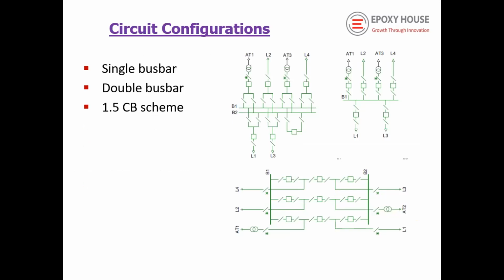Now, there are certain configurations commonly used in the gas insulated switchgear. Here, if you see, this is a single bus bar. The single bus bar, one bus bar. There are incoming lines and outgoing lines.